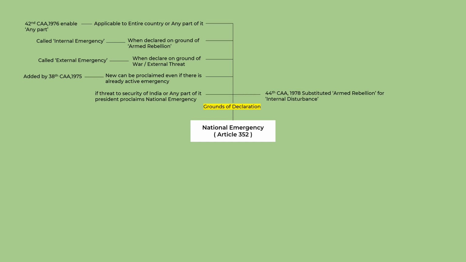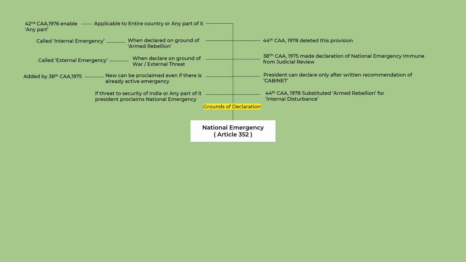The 44th Constitutional Amendment Act 1978 substituted armed rebellion for internal disturbance. The President can declare only after written recommendation of the Cabinet. The 30th Constitutional Amendment Act 1975 made the declaration of national emergency immune from judicial review. But the 44th Constitutional Amendment Act 1978 deleted this provision.